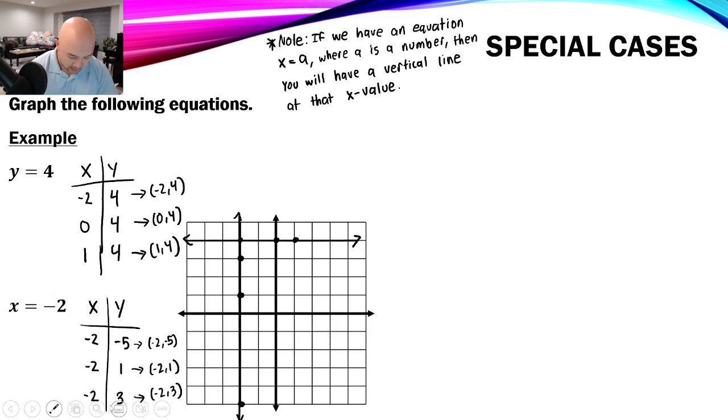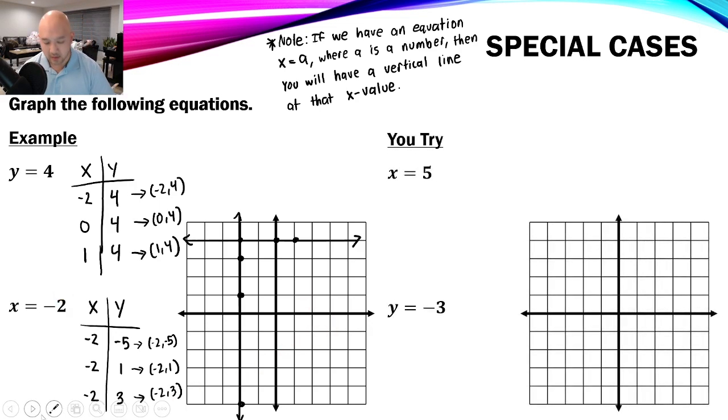Okay, so with that said, here are some u-try problems. You don't need to graph a table or make a table or anything. You could just graph it right away. So this should take you literally like 30 seconds. Okay, so go ahead and try it out on your own. Pause the video, and then when you're ready, resume the video, and I'll show you what we should get.